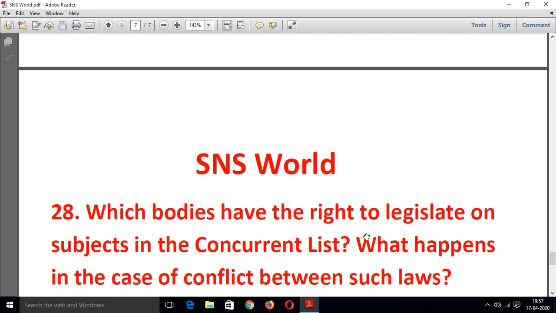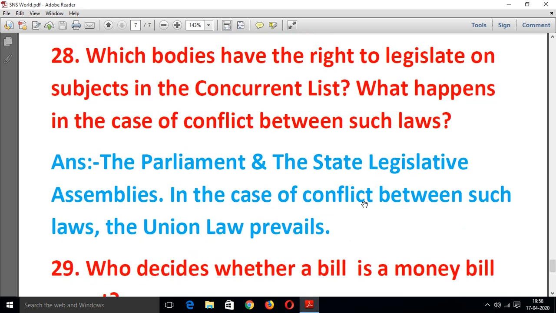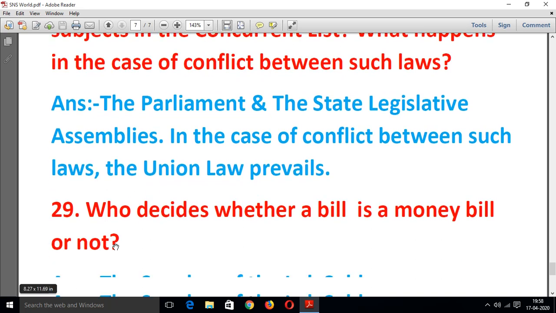Which bodies have the right to legislate on subjects in the concurrent list? What happens in the case of conflict between such laws? The Parliament and the state legislative assemblies. In case of conflict between such laws, the union law prevails.